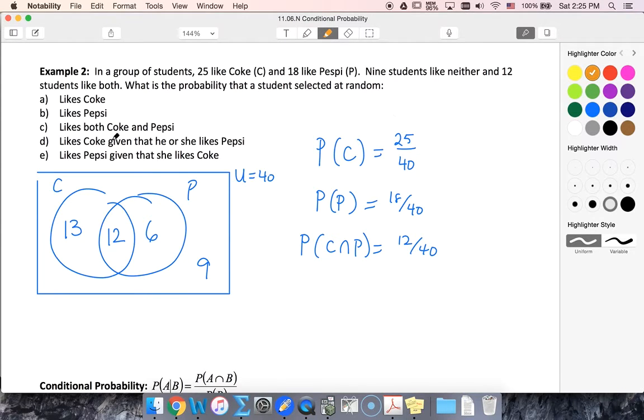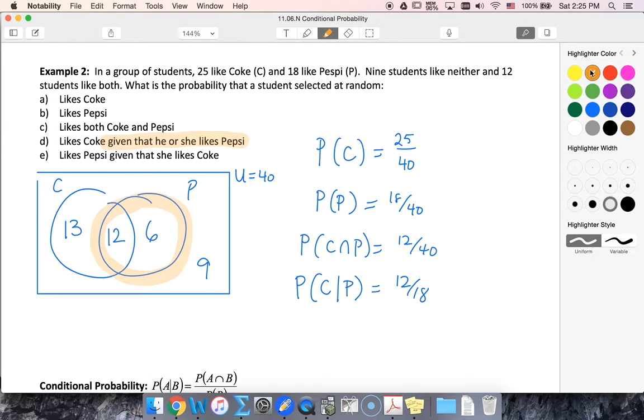And now, liking Coke given that they like Pepsi. So given that they like Pepsi means now we're only looking in this orange circle. So I'm now only looking at these 18 students. The ones out of these 18 who also like Coke are these 12. So the probability of liking Coke given that you're someone who likes Pepsi is 12 out of 18.